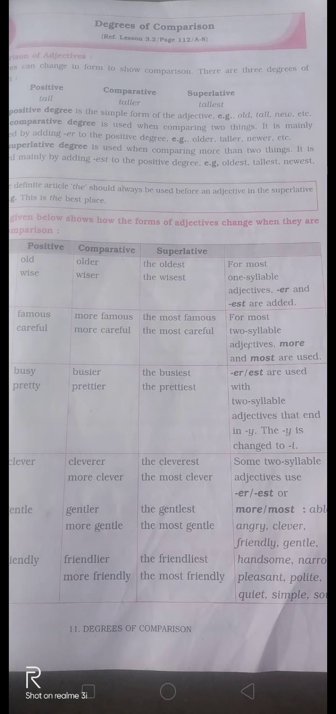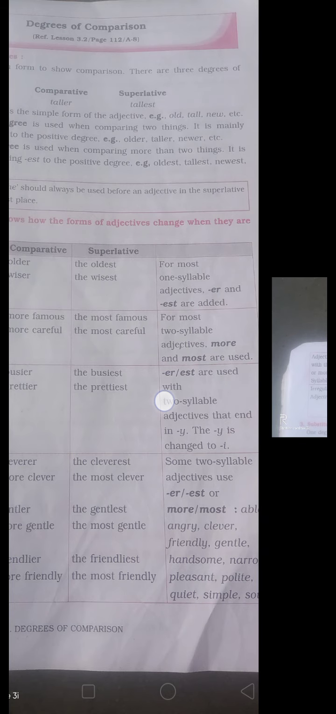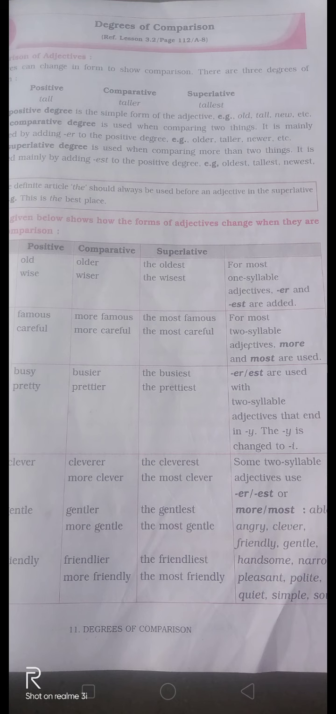Means these are some words. See, here are given some words before which we are writing more and most. Means before these adjectives we are writing more or most in comparative and superlative form. For example, able, angry, clever, friendly, gentle, handsome, narrow, pleasant, polite, quiet, simple, sour. Means before these words we are writing more or most in comparative and superlative form.